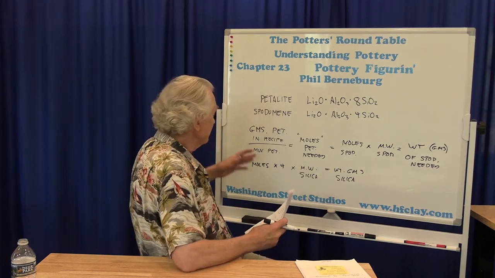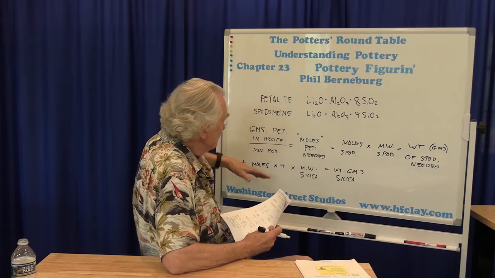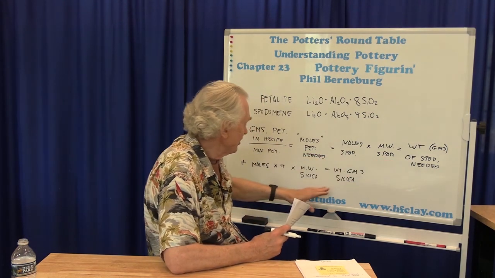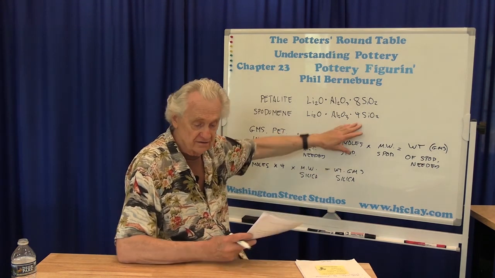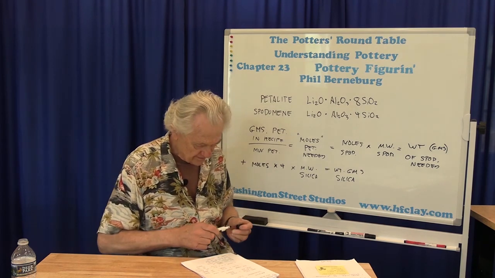So when I'm substituting the spodumene for the petalite, I use this ratio to convert the weight in grams of spodumene, but then I also have to add some additional silica to make up for the missing silica. I had to adjust for that. Okay.